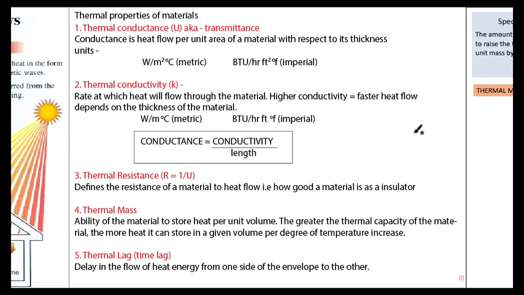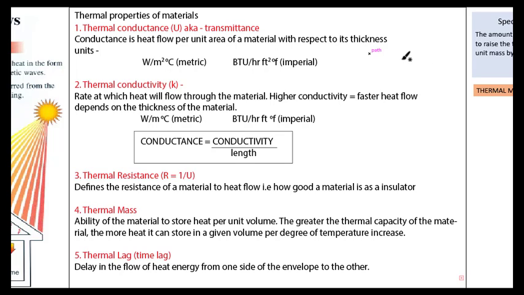In imperial units, it is BTU, which stands for British thermal units per hour. So it is always British thermal unit per hour, and meter is changed to feet, and the same happens with degree Celsius, which changes to Fahrenheit.